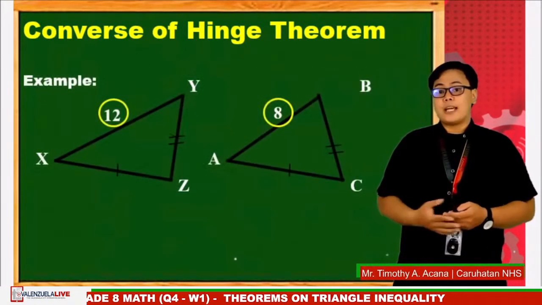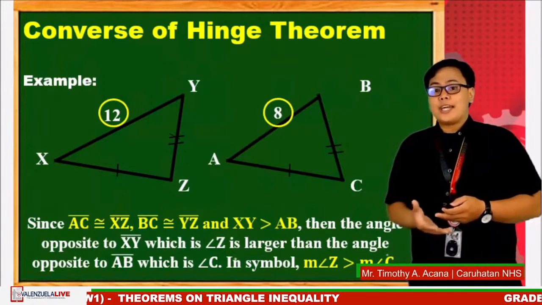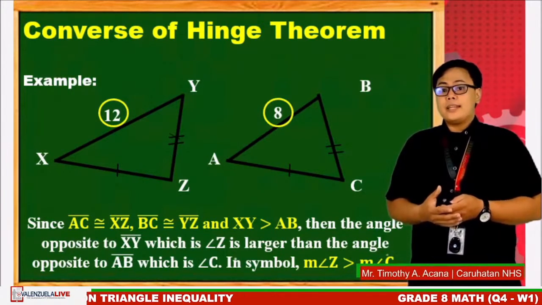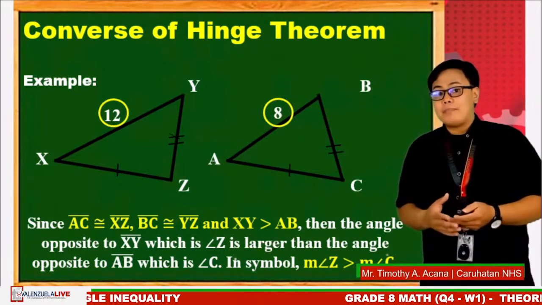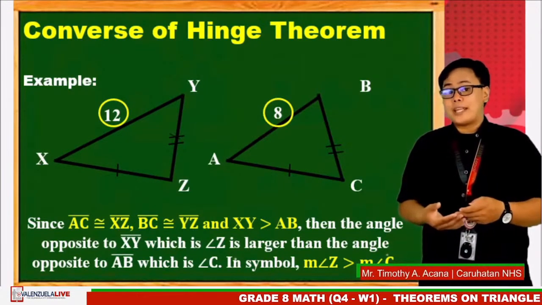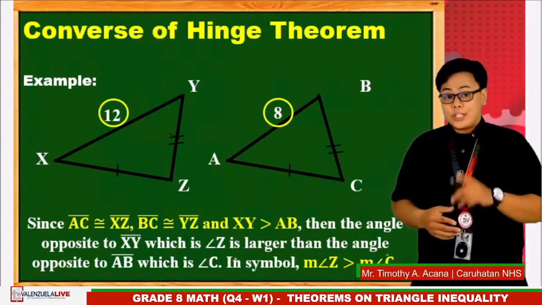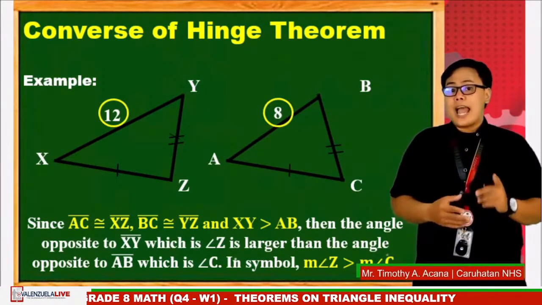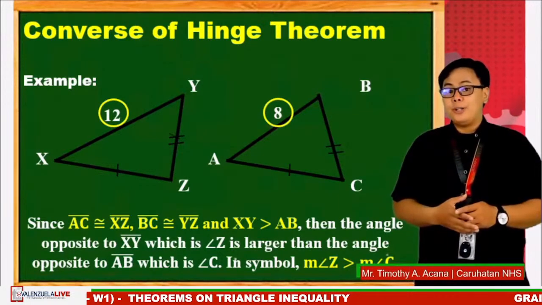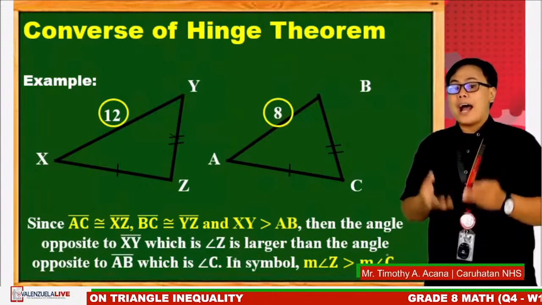Let us refer to the given example. Since side AC is congruent to side XC, side BC is congruent to side YZ, and side XY is greater than side AB, since the measurement of side XY is 12 and the measurement of side AB is 8, then the angle opposite side XY, which is angle Z, is larger than the angle opposite side AB, which is angle C. Or in symbols, we have the measurement of angle Z is greater than the measurement of angle C.